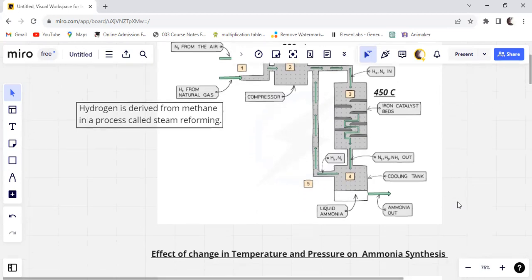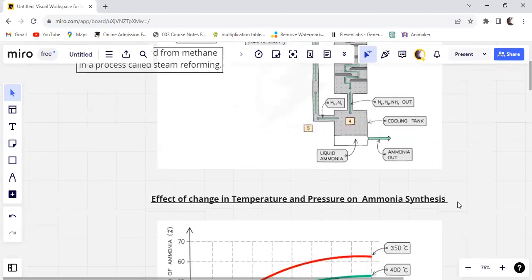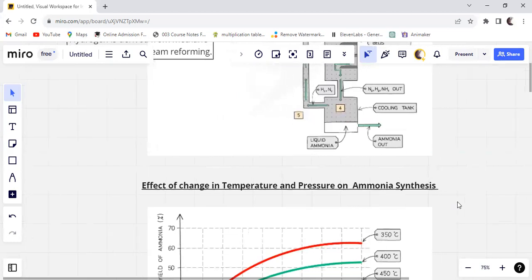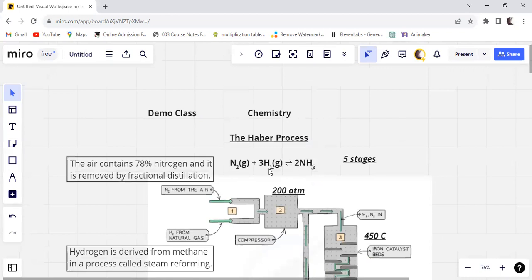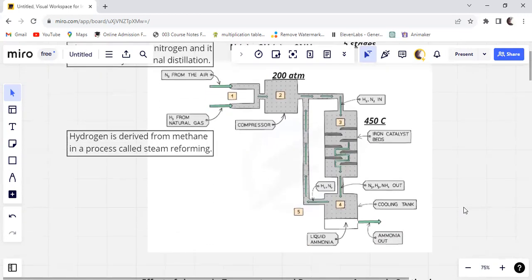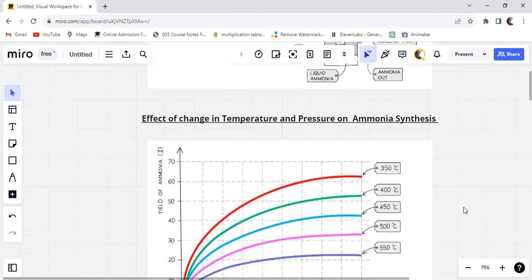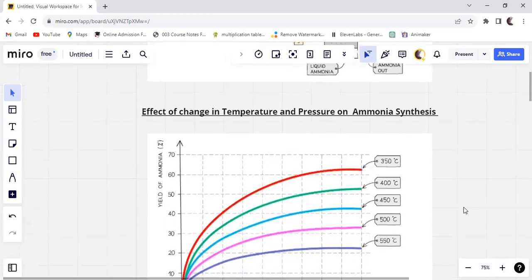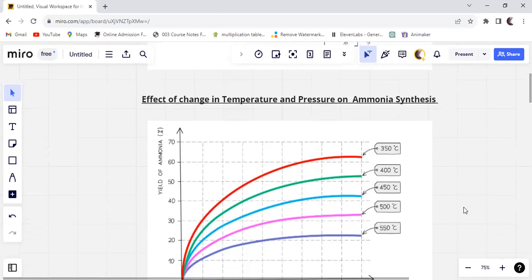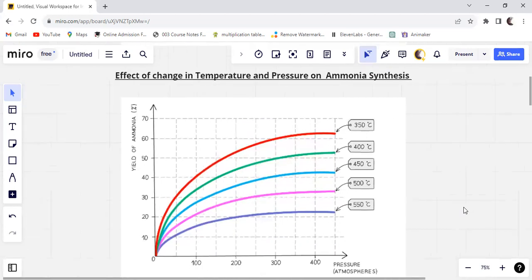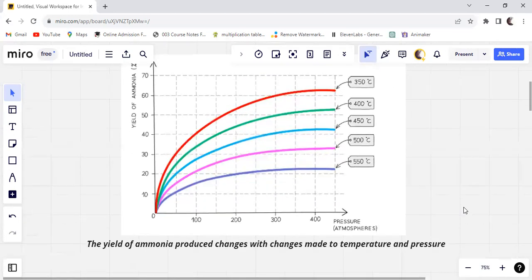So now let's see the effect of change in temperature and pressure on ammonia synthesis, because you know that this is a reversible reaction, and if a reversible reaction happens in a closed container, a dynamic equilibrium state will appear. If we change the temperature and pressure conditions, they would affect the yield of ammonia production. So let's discuss the effect of changing temperature and pressure on ammonia synthesis.